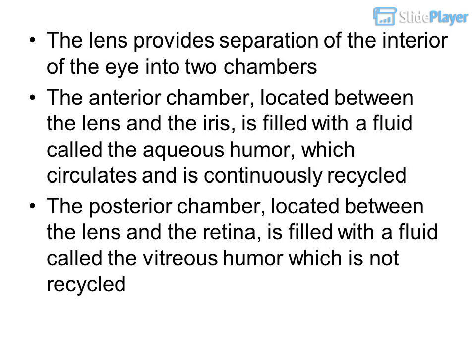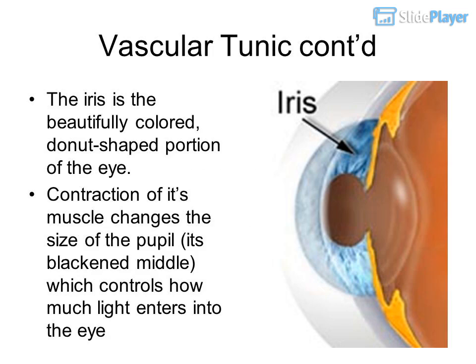The lens provides separation of the interior of the eye into 2 chambers. The anterior chamber, located between the lens and the iris, is filled with a fluid called the aqueous humor, which circulates and is continuously recycled. The posterior chamber, located between the lens and the retina, is filled with a fluid called the vitreous humor, which is not recycled.